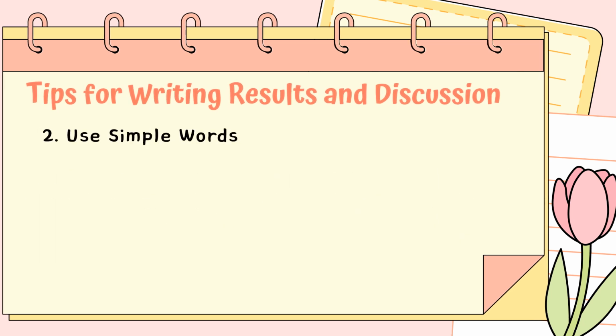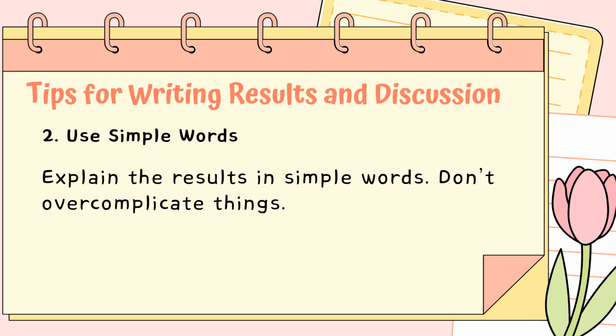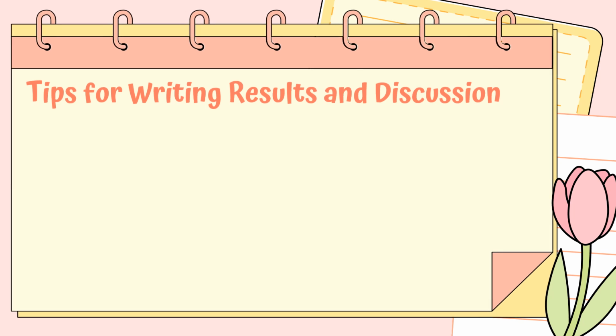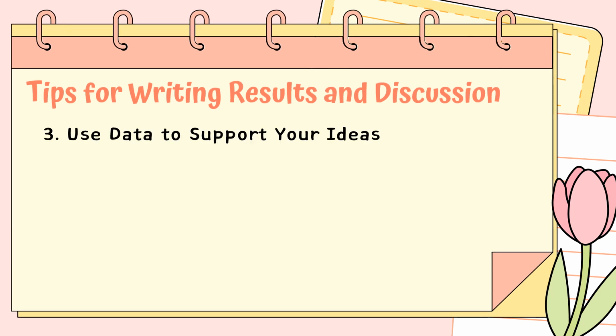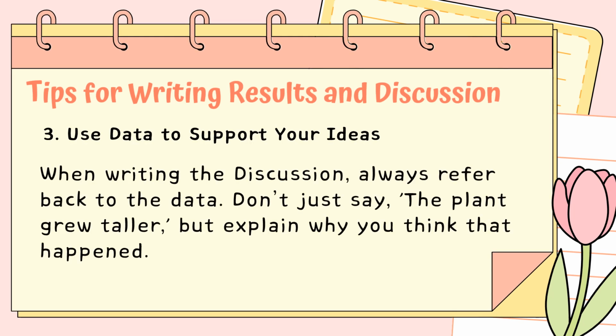2. Use simple words. Explain the results in simple words. Don't overcomplicate things. 3. Use data to support your ideas. When writing the discussion, always refer back to the data. Don't just say, the plant grew taller, but explain why you think that happened.